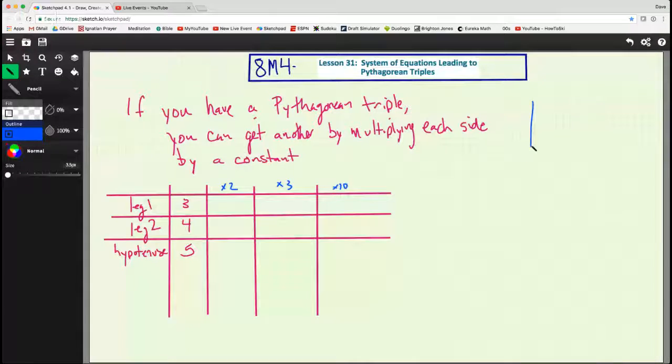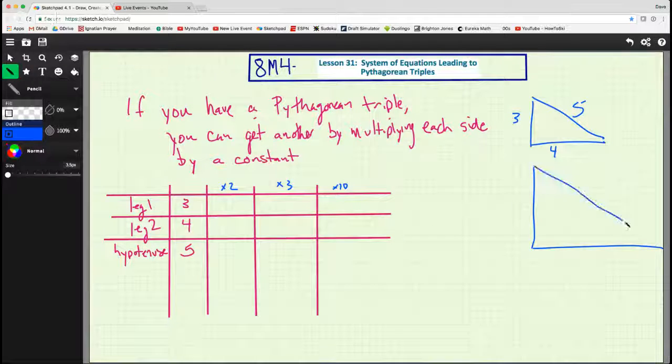Now, if you have a Pythagorean triple, like 3, 4, 5, you can actually double the size of each side, and you'll still have a Pythagorean triple. So 6, 8, and 10 is a Pythagorean triple also. And let's see why that's true. So we have this one Pythagorean triple. This is triangle 1. It had 3, 4, and 5.